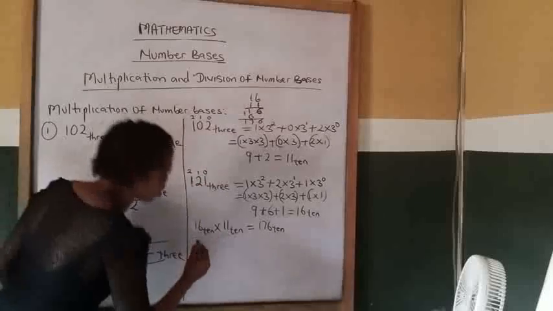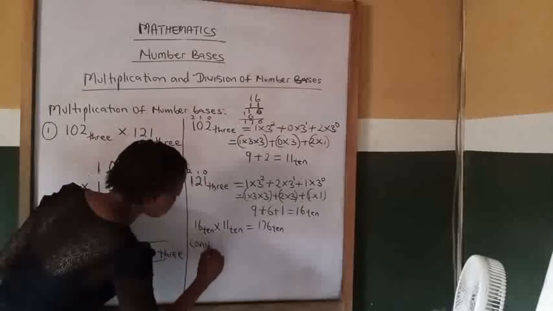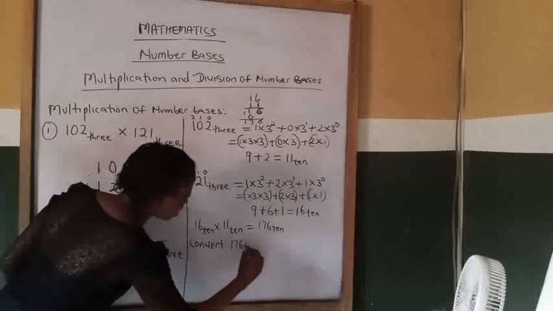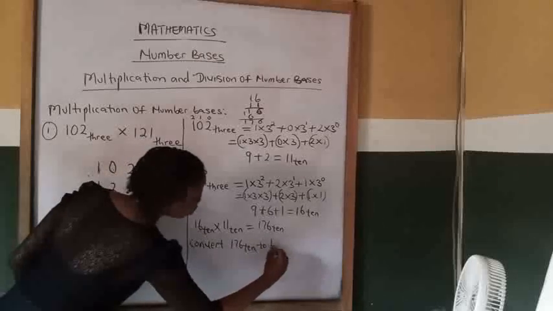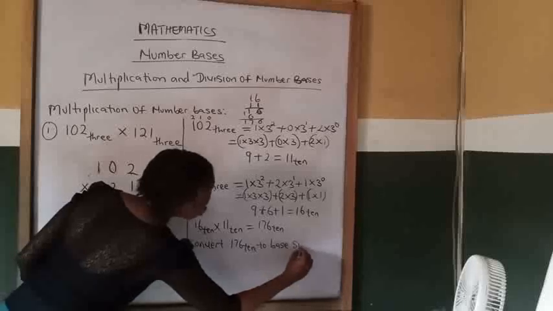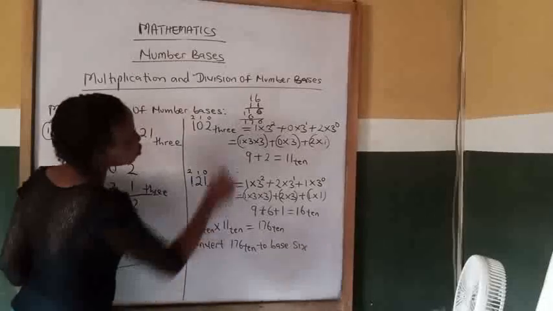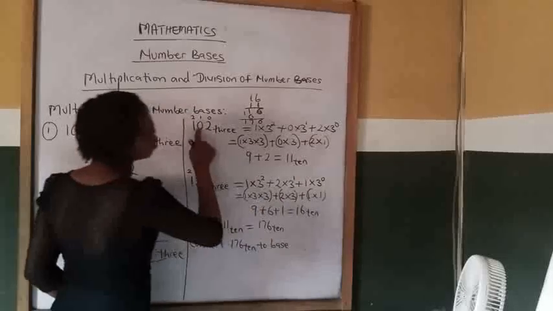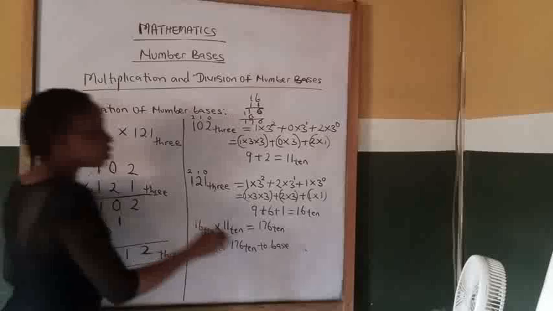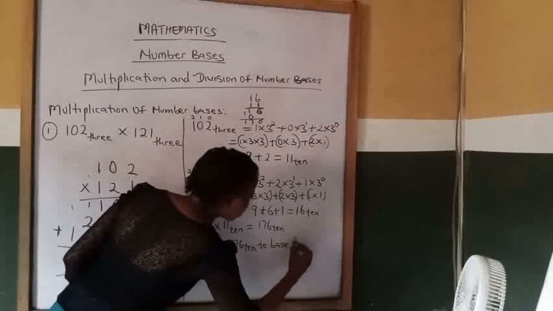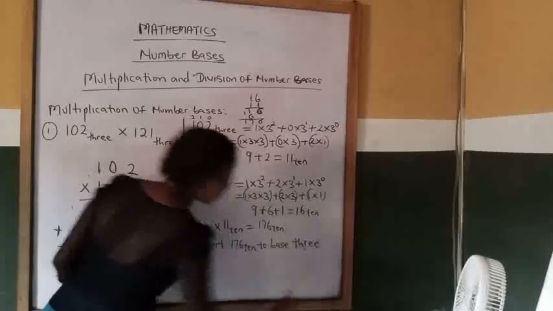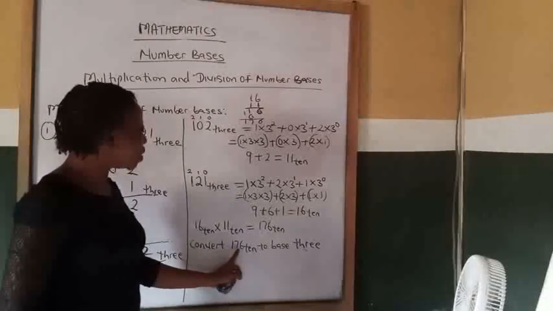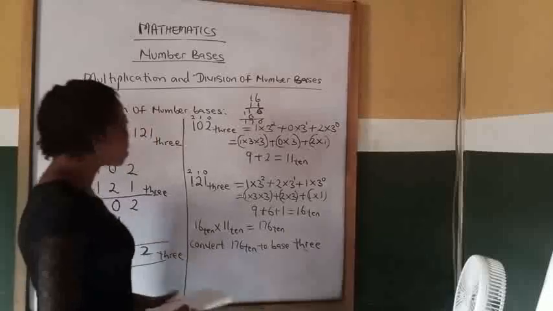To base 3. Then you convert 176 base 10 to base 3. So your new base is base 3, because the two numbers are in base 3. So you convert to base 3. You convert to base 3. So by dividing by what? By dividing your base 10 by your new base, which is what? Base 3.